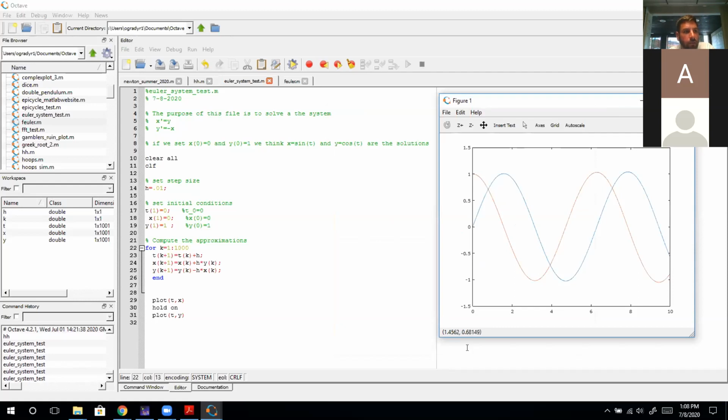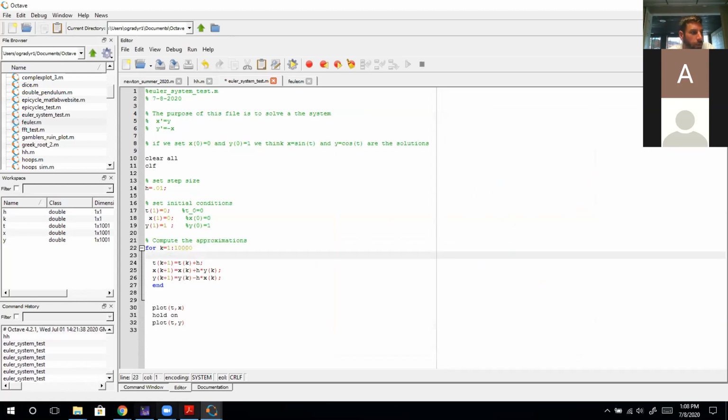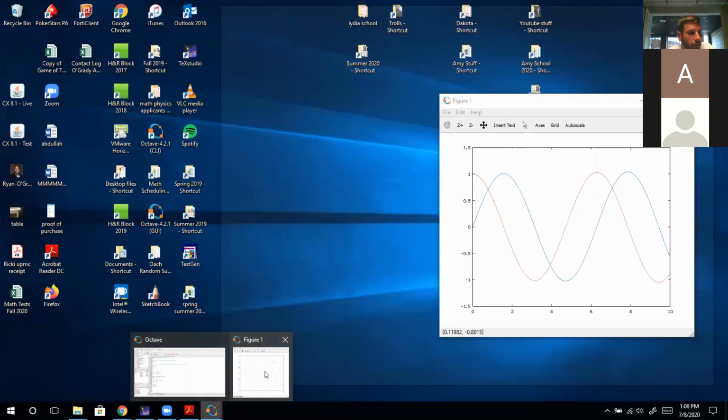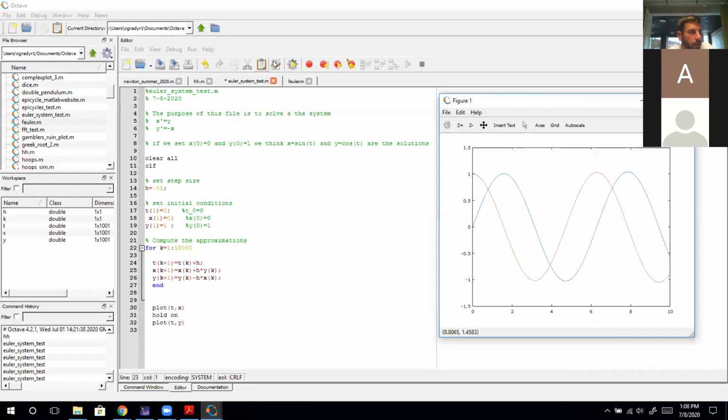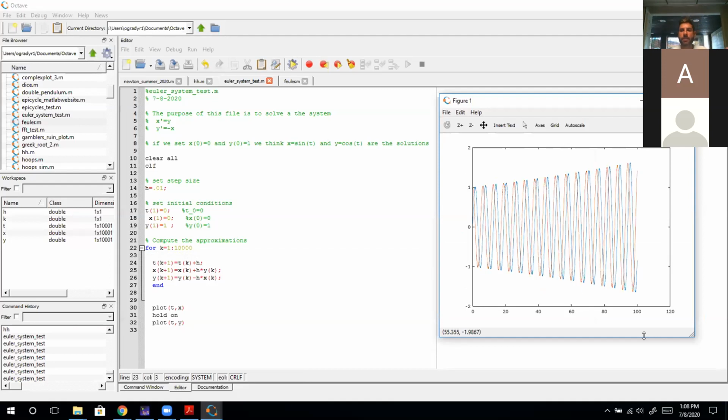Why does it look correct if we run it for, say, 10 seconds, as opposed to when you look at the picture here, when I do it this long? What is the issue here? Why does it look like it's wrong? What's happening? I'll give you a hint. It starts with an E and ends with an OR. Is the Euler's method exact?